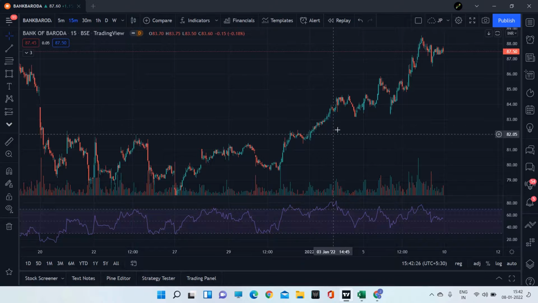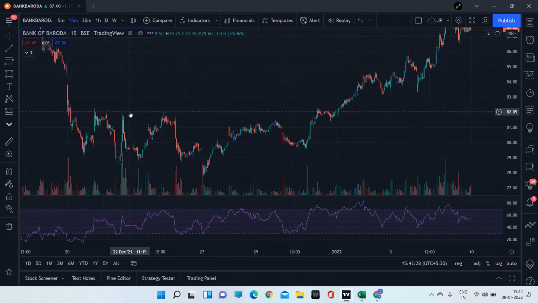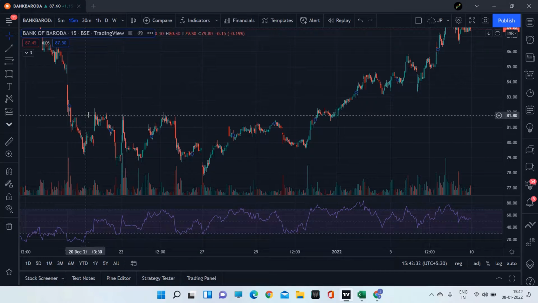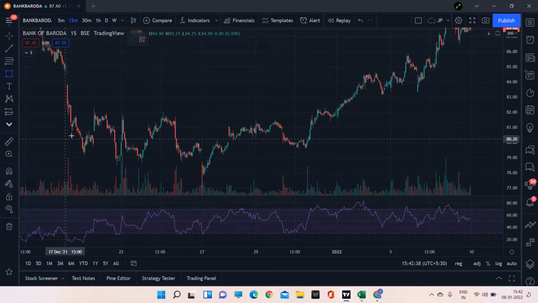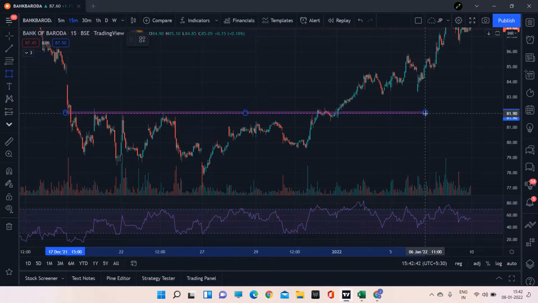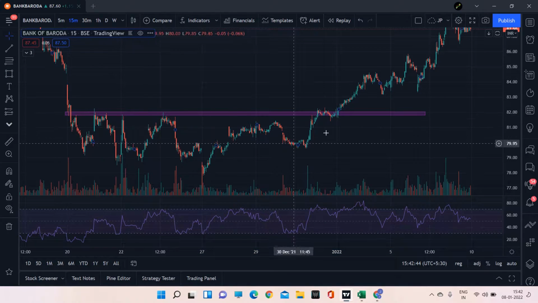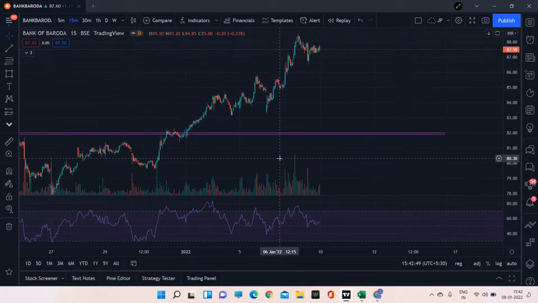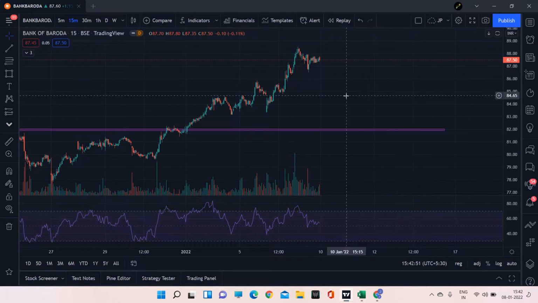Okay, if you just consider it at this level, again this is on a 15 minute time frame. I'm just scrolling back. So this is 1, 2, 3, 4, 5, 6. So I consider here 6 points from where the stock has taken a resistance. Alright, now I'll just stretch it over.